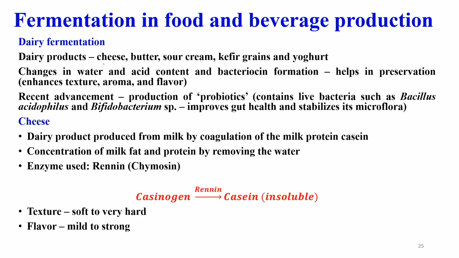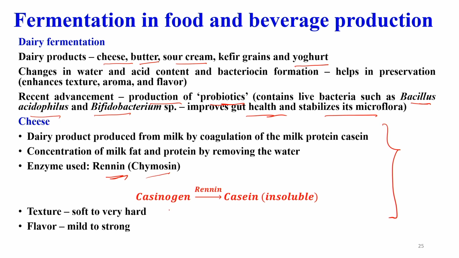In the dairy products you see cheese, butter, sour cream, yogurt, all are fermented products. In addition, recently we are using probiotics. They contain live bacteria such as Lactobacillus acidophilus and Bifidobacterium species to improve the gut health and stabilize its microflora. So, for example, if we just see the cheese production, the enzyme responsible is rennin or chymosin.